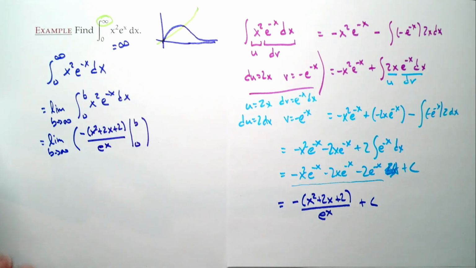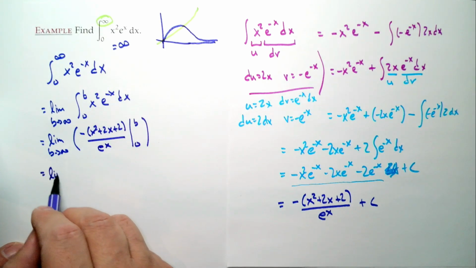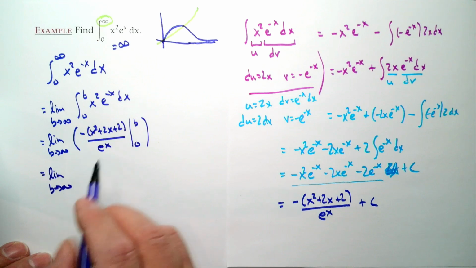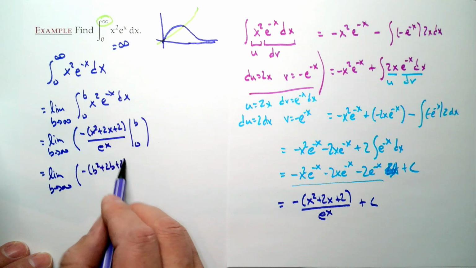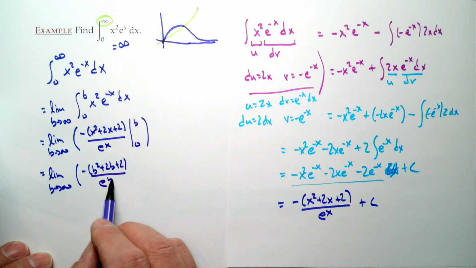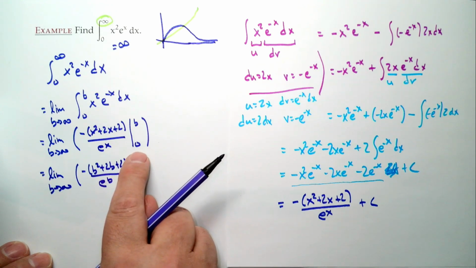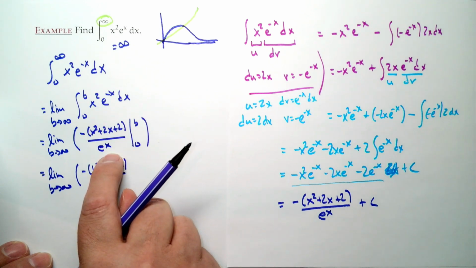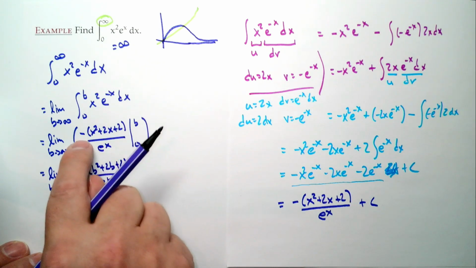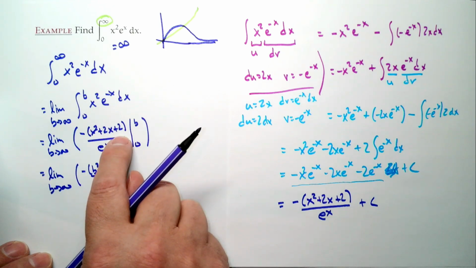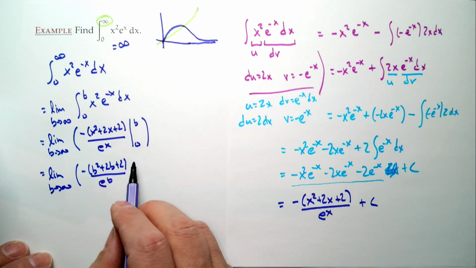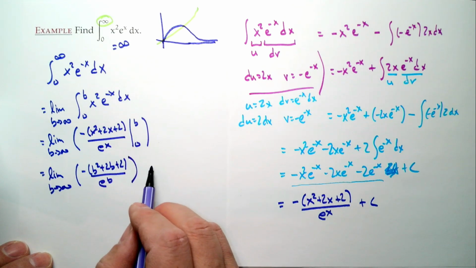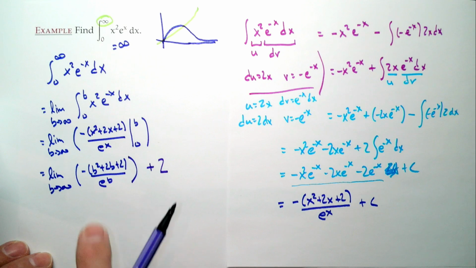We evaluate. So that's our limit as b goes to infinity of minus b squared plus 2b plus 2 divided by e to the b. And now when I plug in 0, e to the 0 is 1. And then upstairs, what will I have? I'll have 2. And then there's a minus, and I'm subtracting that. So that makes a plus 2. And 2 doesn't change with b, so I'm going to pull that out of the limit. So I have this limit, and then there's 2.